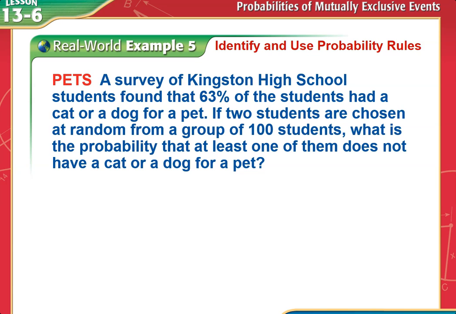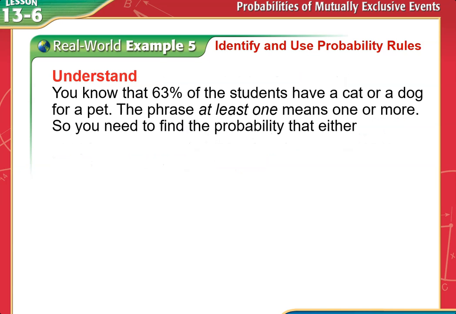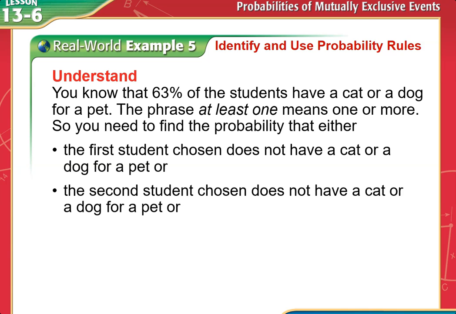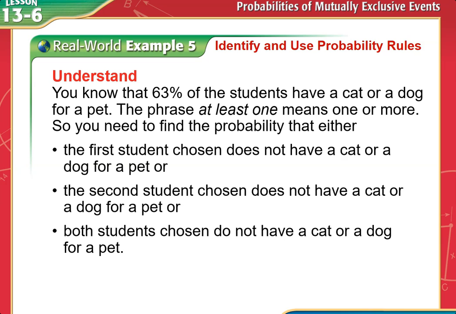Okay, well, let's walk through this. We know that 63% of students have a cat or a dog. The phrase at least one means one or more. So you need to find the probability that either the first student chosen does not have a cat or a dog for a pet, or the second student chosen does not have a cat or a dog for a pet, or both students chosen do not have a cat or a dog for a pet.